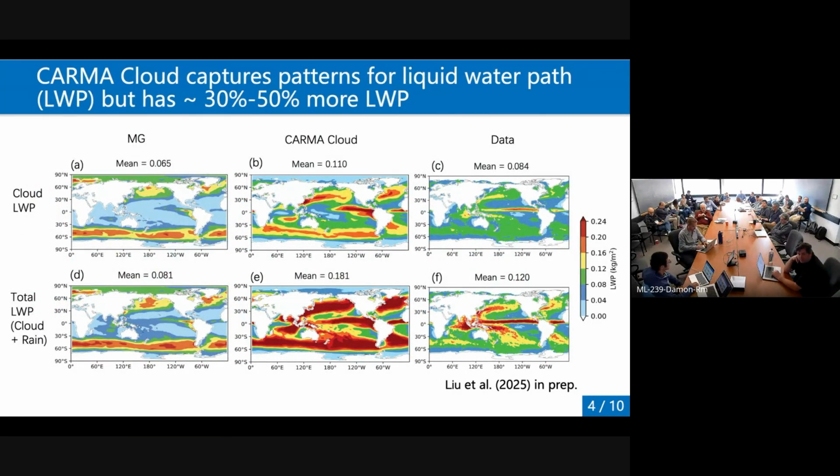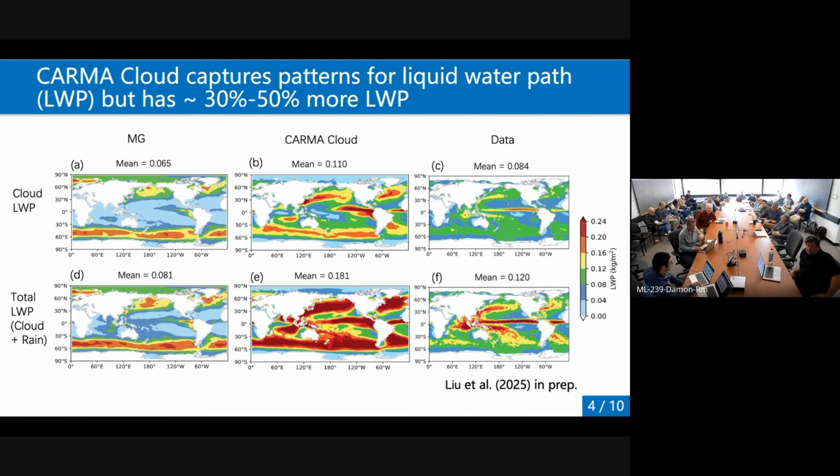Karma Cloud captured the patterns for liquid water paths, but has large values, like 30% to 50% more liquid water path than the data. Here we define the cloud water path, on the top row, which means the cloud-sized particles for liquid water path, and we also define the total liquid water path, which means the cloud-sized particles plus the raindrops in the atmosphere before it falls onto the ground to form precipitation. So we have MG on the left, Karma in the middle, and the data on the right.